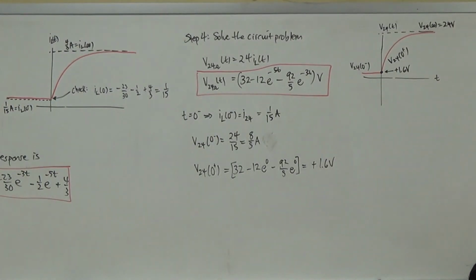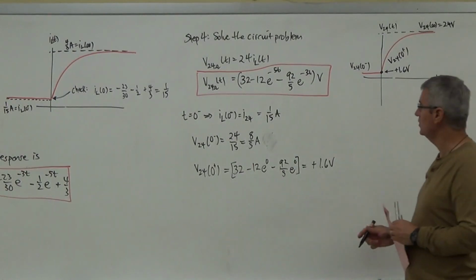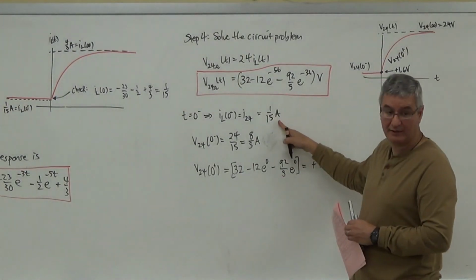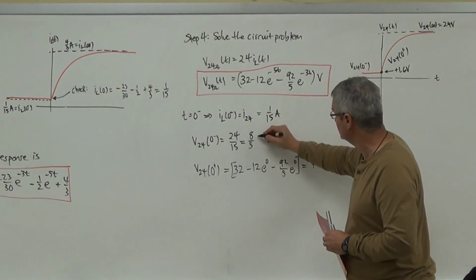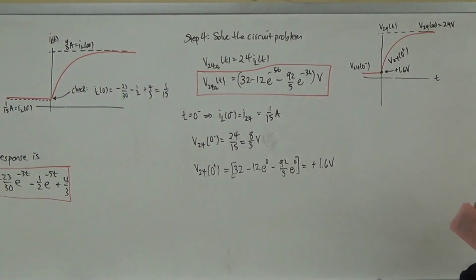So that 8 over 5, is that amps, or times 8, or...? Ooh, I think I was going off of that. So it would be volts, definitely. Okay, let's go to the next one.